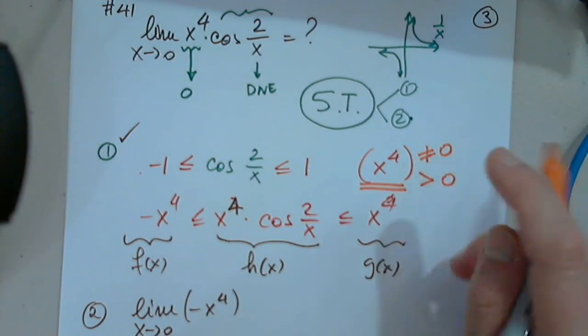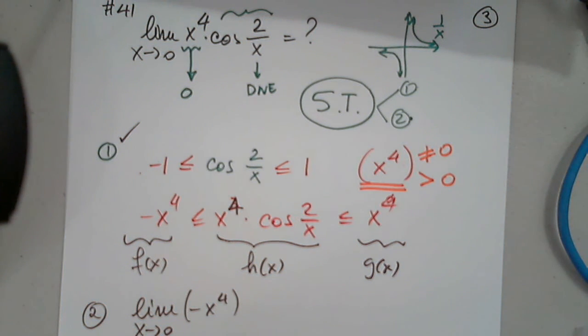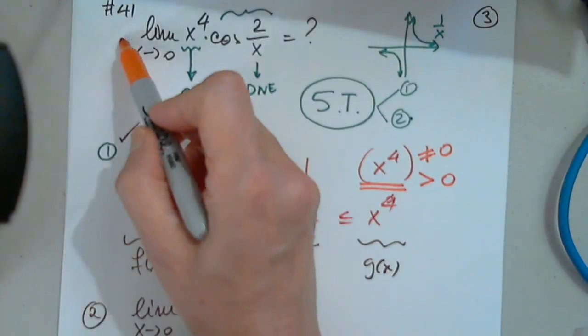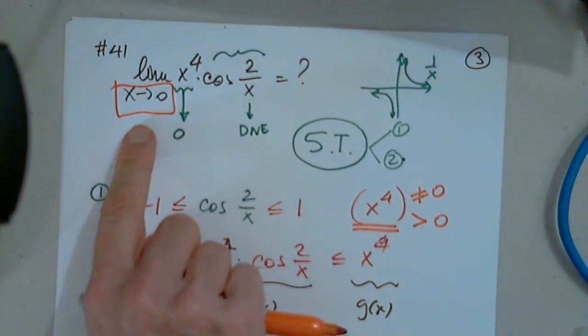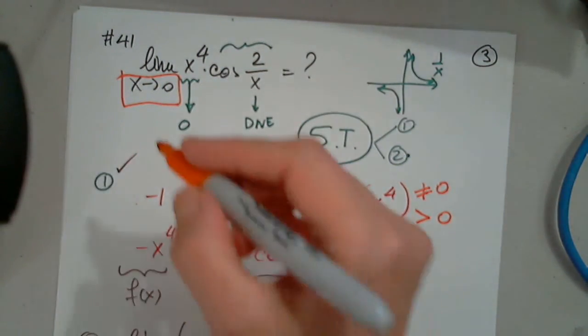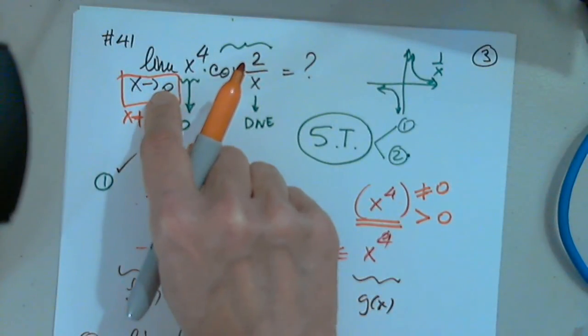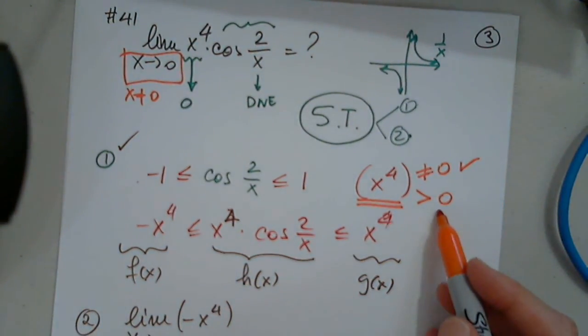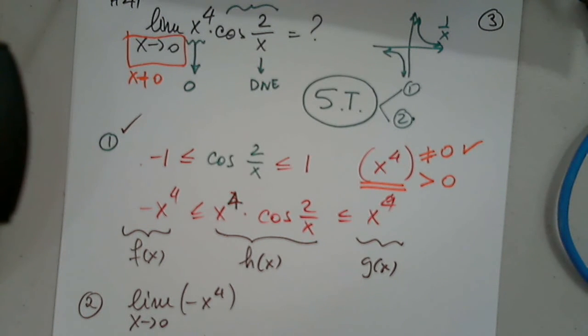Because if it's negative, I have to switch the inequality symbols. Can this be 0? Yes. What did we say about this a long time ago? It can't be 0. It cannot be 0. By definition, it cannot be 0. So this is fulfilled. Is it positive? Is x to the 4th positive? Yes, x to the 4th is always positive. Well done. Great job.